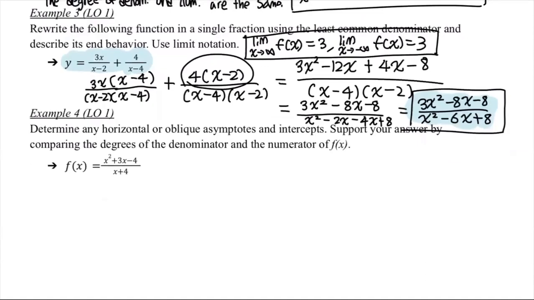Great, let's look at example 4. Determine any horizontal or oblique asymptotes and intercepts. Support your answer by comparing the degrees of the denominator and the numerator.